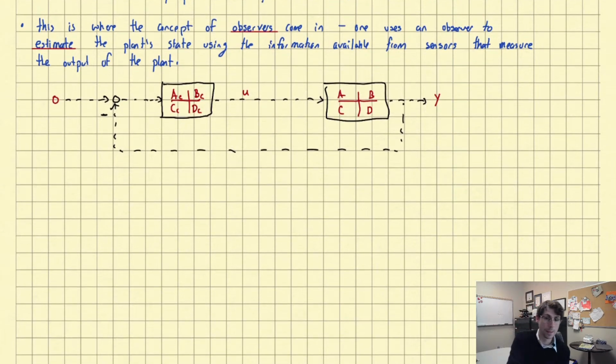So the problem we're going to consider, and I've run out of time, is that if you give me a plant model, find AC, BC, CC, DC, so that when I hook them up like this, the closed loop system is internally stable. We will solve that next time.